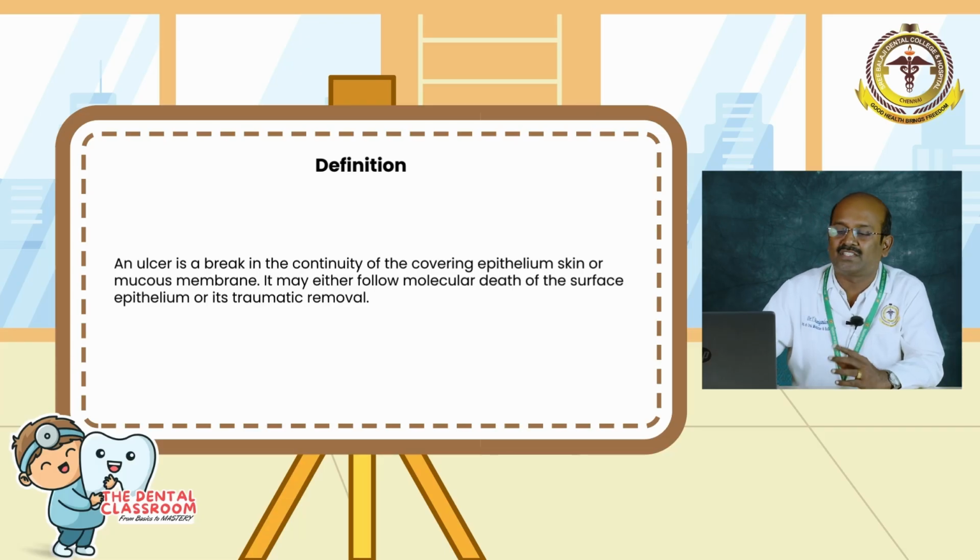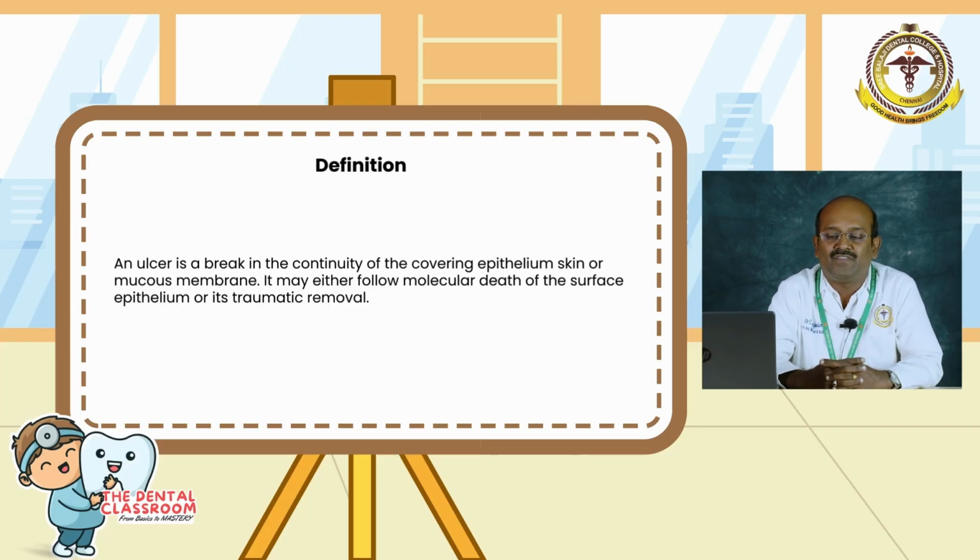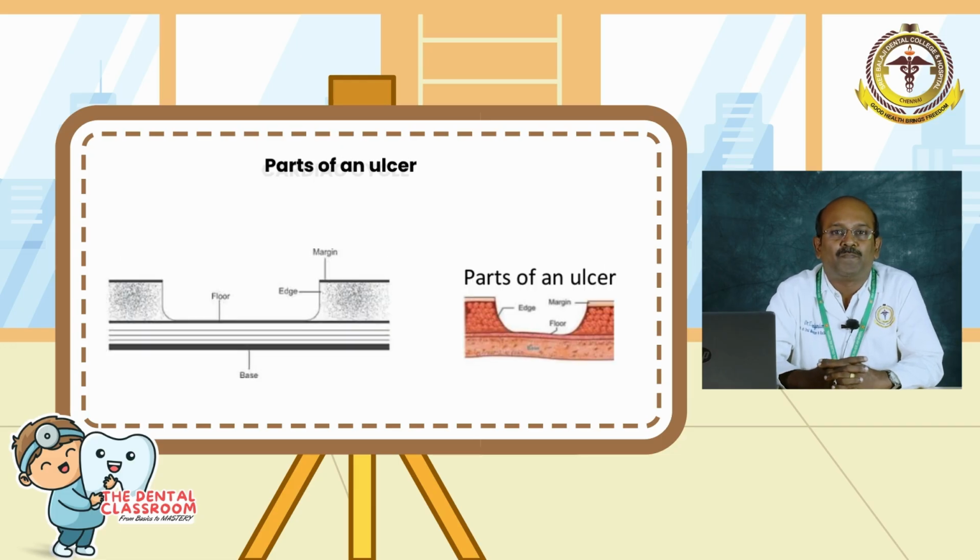First, we'll start with the definition of an ulcer. There are various definitions of an ulcer. The simplest definition we can say is that an ulcer is a break in continuity of the covering epithelium, the skin or the mucous membrane. It is either followed by a molecular death of the surface epithelium or it's due to traumatic removal. Next, we'll move on to the parts of an ulcer. There are 4 parts of an ulcer. First is the margin, second is the edges, third is the floor, and fourth is the base.